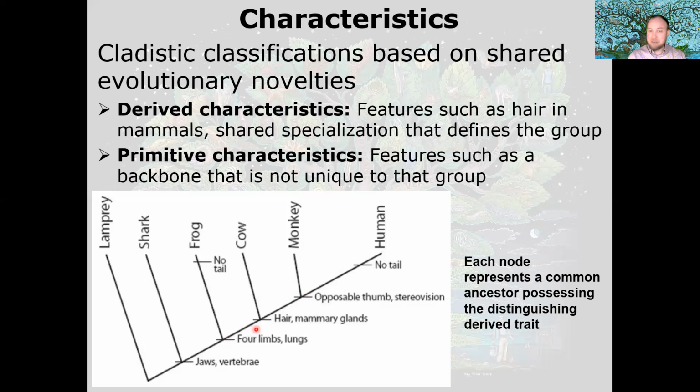Then we get hair and mammary glands, the mammals, cows have that, monkeys have that, humans have that. We get up here opposable thumb, stereo vision, monkeys and humans have that, cows don't, frogs don't, sharks don't, lamprey don't. And then we get to no tail. Humans do not have a tail. The tail is diminished, only our little tiny tailbone. Monkeys do. And so that's how you read a cladogram.